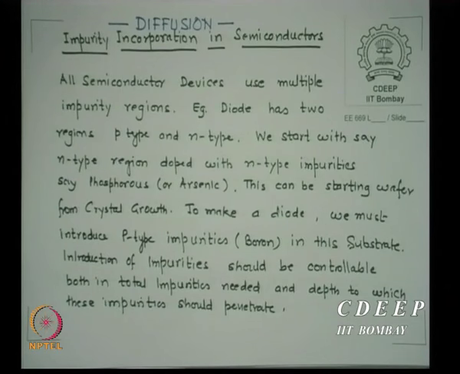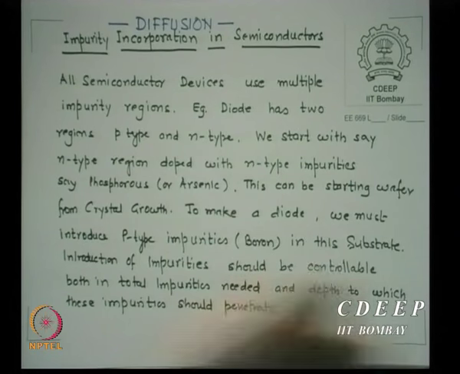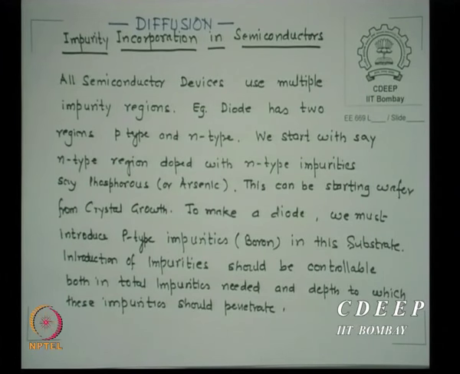So we want to control impurities. Let's say we started with this: during the crystal growth we are controlling one kind of impurity. But when I make a diode, I'll introduce the other kind of impurity for a given concentration to a certain depth, and that will make my diode. That controllability is essentially what is most important in making any semiconductor device.